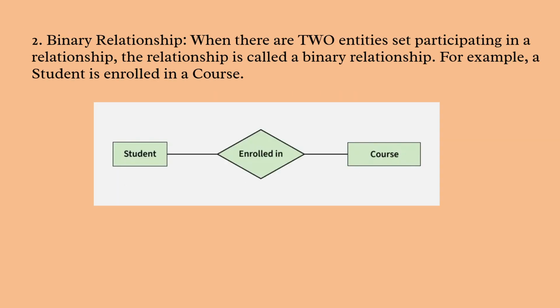The second type is known as a binary relationship. In this, two entities participate in a relationship. For example, a student enrolls in a course. Here, student and course are two different types of entities, and enrolled in is a relationship between those two. So it is known as a binary relationship.